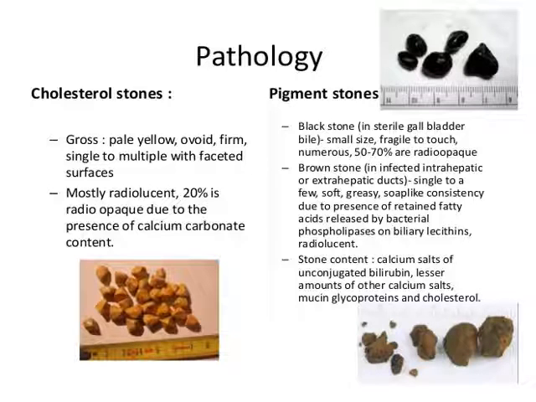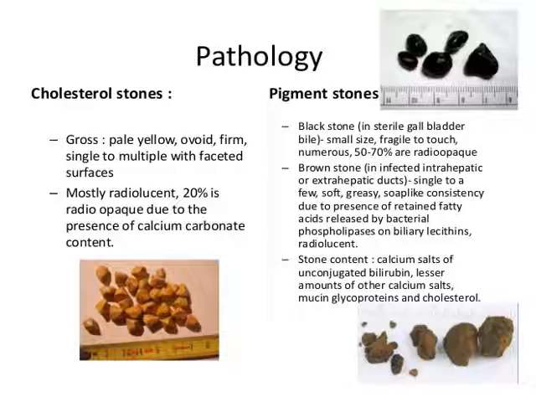Now the gross picture of cholesterol stone. These are pale yellow, ovoid, firm, single to multiple with faceted surfaces. These are mostly radiolucent. Radiolucent we cannot see in X-ray. And 20% is radio opaque due to the presence of calcium carbonate content.